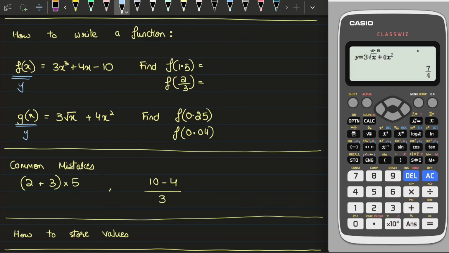You want to do this again for 0.04? No problem. You press calc, you enter the value of x, 0.04. You press equals to set the value of x. You press equals again, and this gives you the value. Now again, this S-D function can be used to toggle between the fraction and the decimal values of a certain answer. This is essentially what you can use to be able to plug in values into a function quickly.